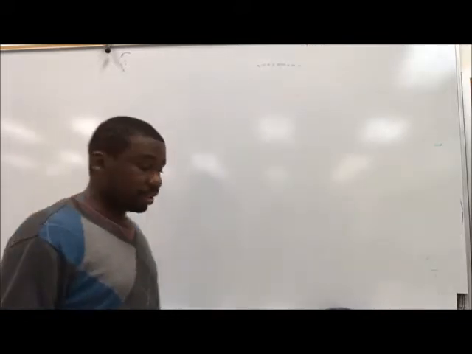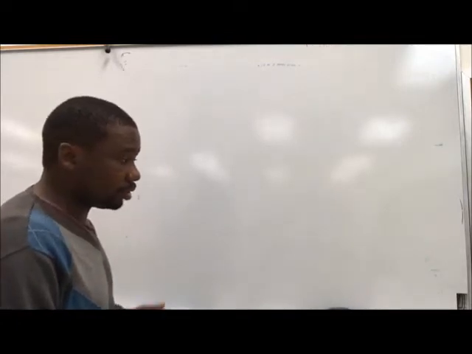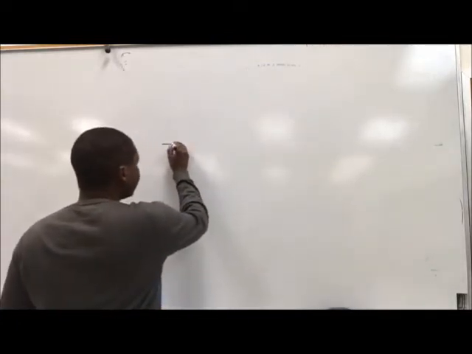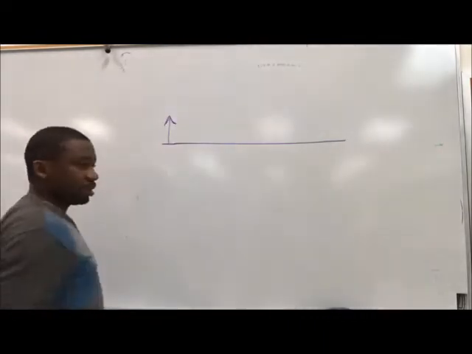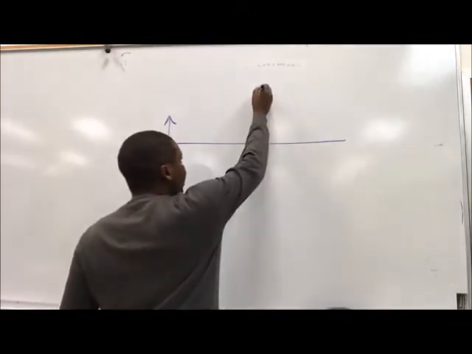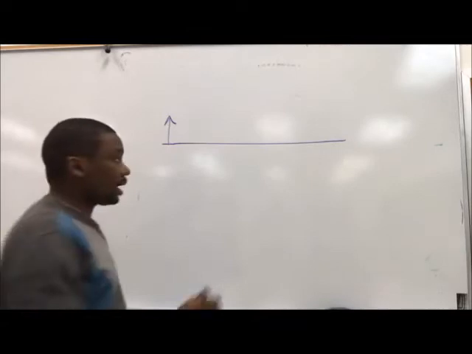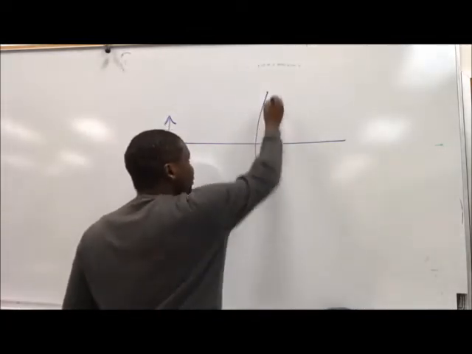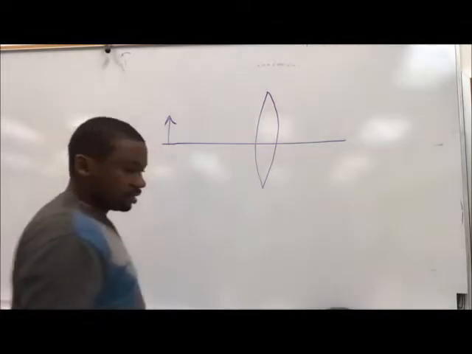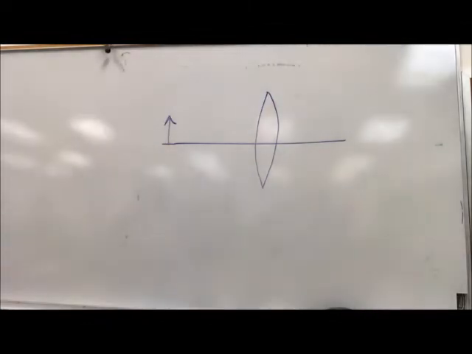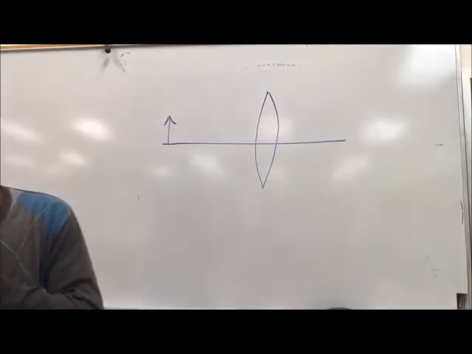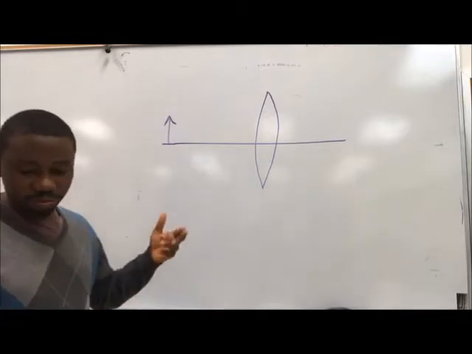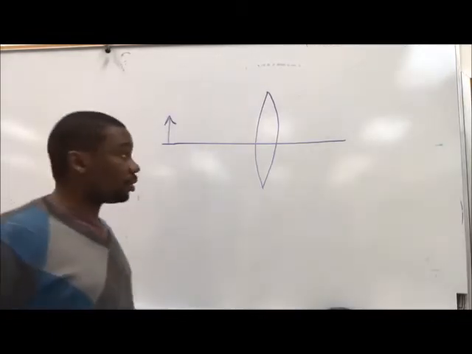So this is what, in general, the optical bench looks like. You have your object here. The arrow is my object. Somewhere along that object, I have my lens. This is obviously a biconvex lens, which is by definition a convergent lens. That is, when rays go through that lens, they are forced to converge to one spot.